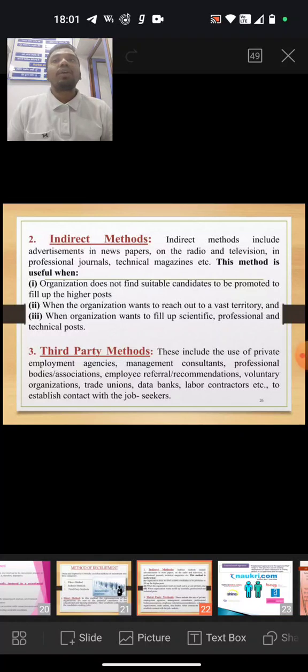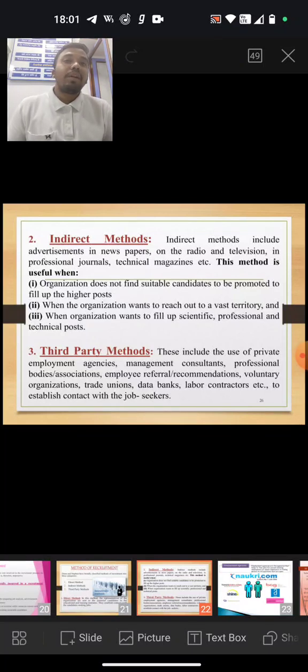Indirect method includes advertisement in newspaper, radio, television, professional journals, technical magazines, etc. This method is useful when third party method is not available.